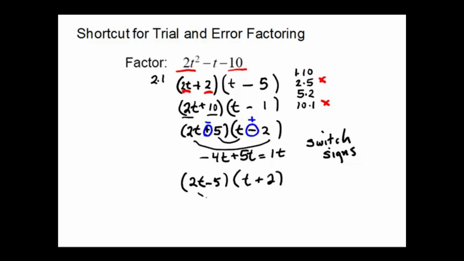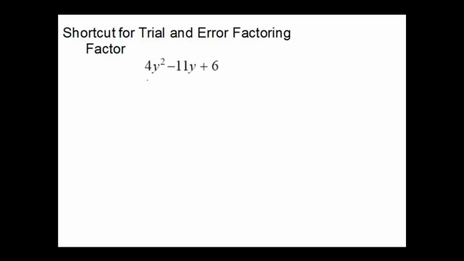Let's just double check. On the outside, 4t minus 5t gives us a negative 1t, and that's what we want. So our shortcut eliminated half of our work. Let's look at this trinomial, 4y squared minus 11y plus 6, and see about a shortcut.